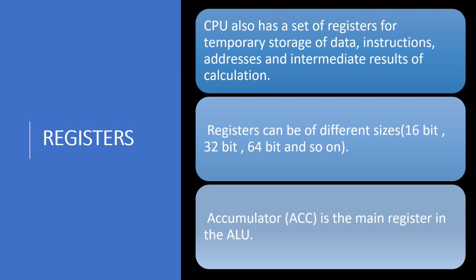CPU also has a set of registers for temporary storage of data, instructions, addresses, and intermediate results of calculation. Registers can be of different sizes: 16-bit, 32-bit, 64-bit and so on. Accumulator is the main register in the ALU.